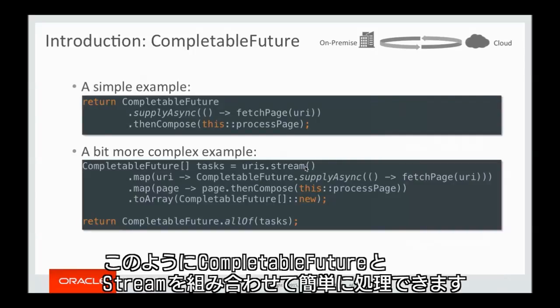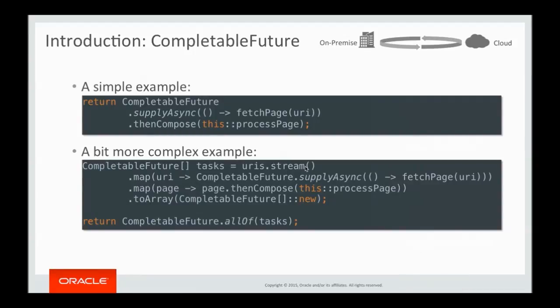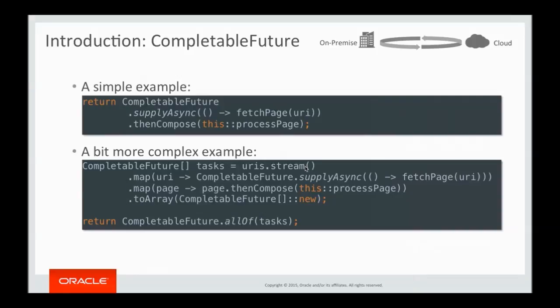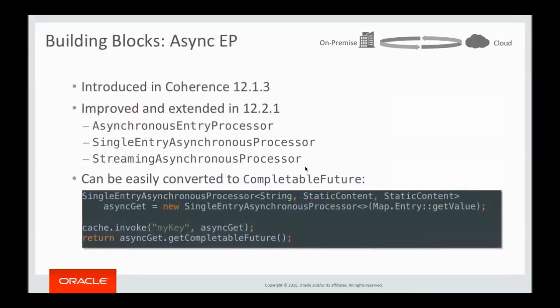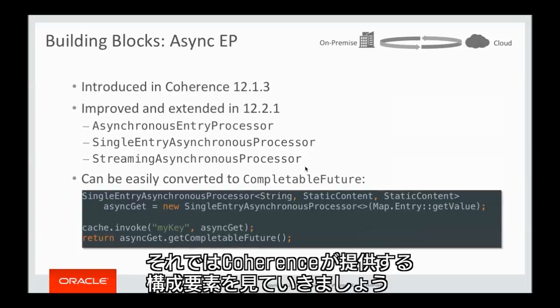So this gives you a really easy way. The combination of CompletableFuture and stream in this case makes it really easy to process a number of tasks and to combine them using CompletableFuture.allOf into a single future that you can then wait for or add some more and compose some other tasks on. So that's as far as we'll go regarding CompletableFuture.